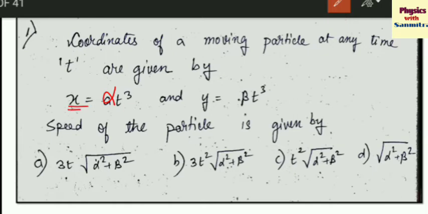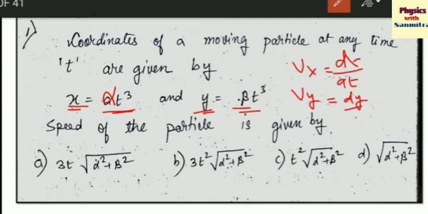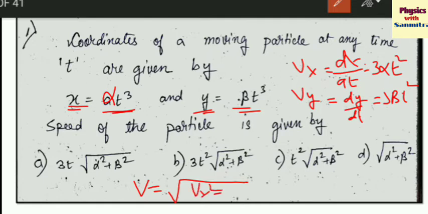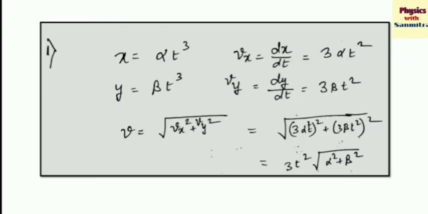See, this x is varying with time, y is varying with time. So we can find vx and vy, the velocity of the particle, the x and y components, by differentiating it, dx by dt and dy by dt. And what will be dx by dt? dx by dt will be 3 alpha t square. dy by dt will be 3 beta t square. And if we perform the vector addition, that is vx square plus vy square, we will get option B.